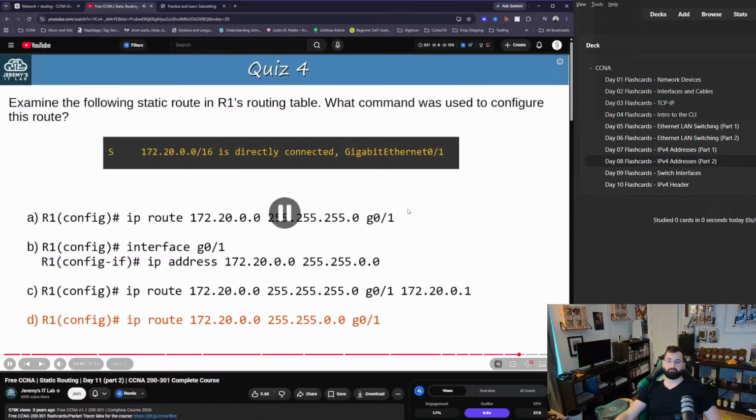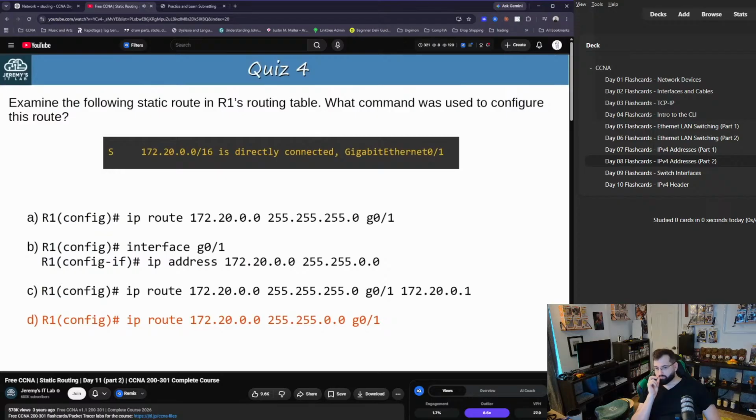When you configure a static route and specify only the exit interface, as in option D, it appears as directly connected in the routing table. Then, a technique called proxy ARP is used to find the next hop. Proxy ARP is beyond the scope of the CCNA, but feel free to Google it if you're curious. Okay, let's go to question 5.